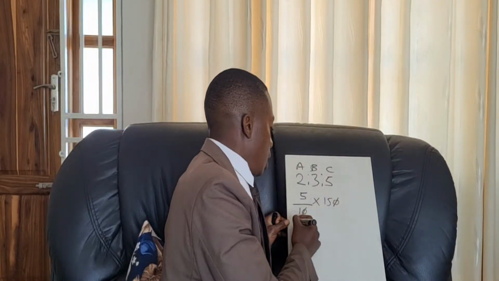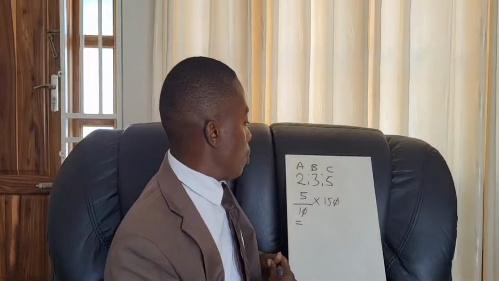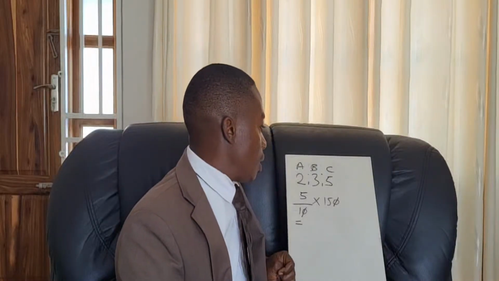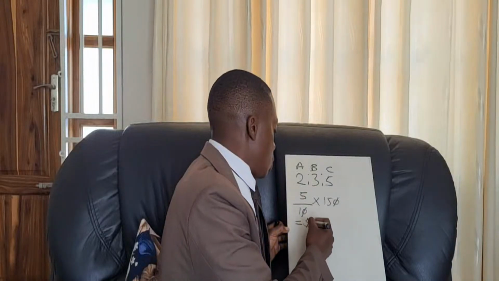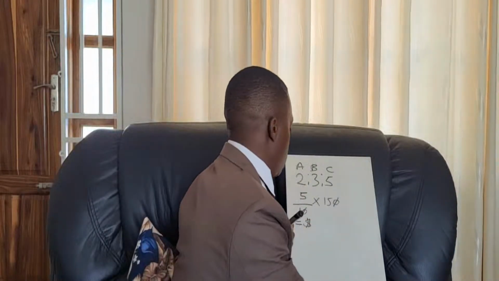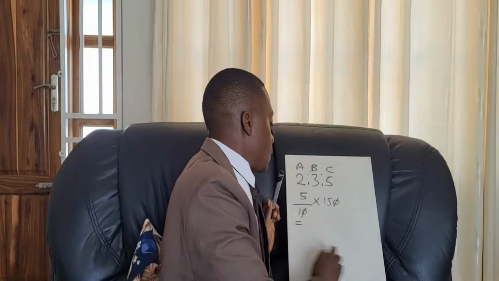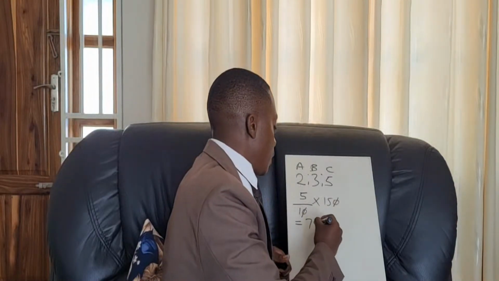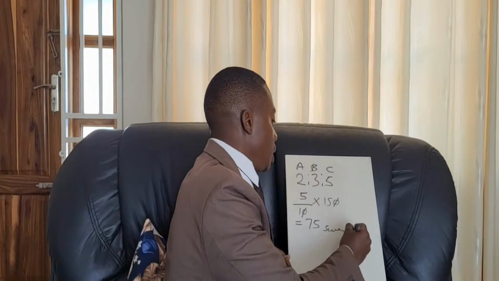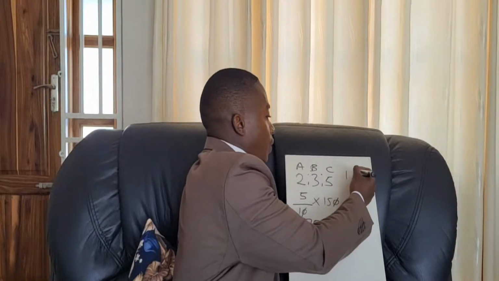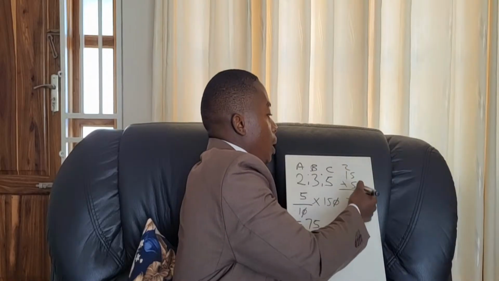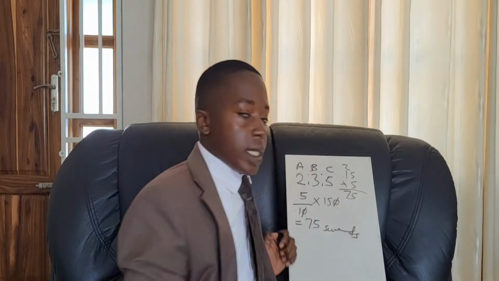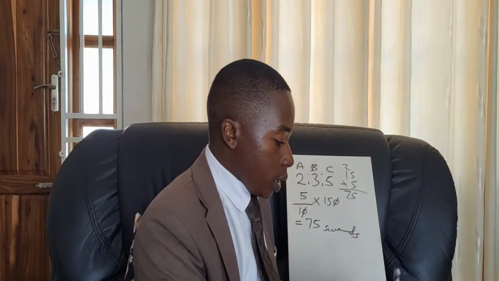You just do this, and then you multiply 15 by 5, which will give you 75, right? So C got 75 sweets. 15 times 5, that's how you get it: 5 times 5 is 25, write 5 carry 2, then 5 plus 2 is 7. So it's 75 sweets. Now let's move on to the next question.